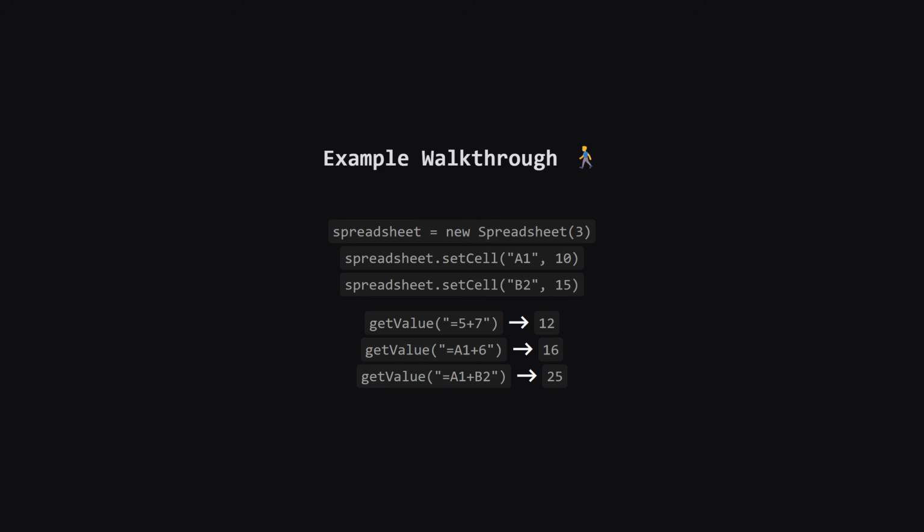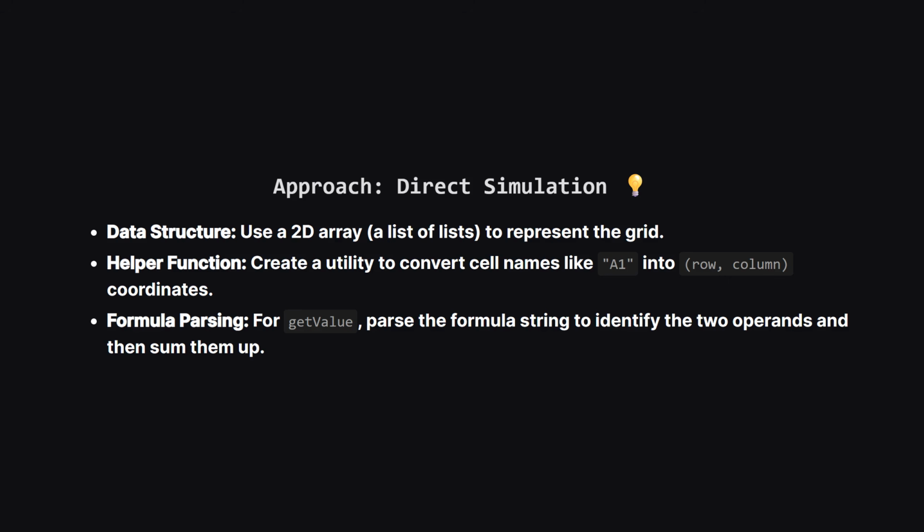Let's walk through the example to make this concrete. First, we create a new spreadsheet with 3 rows. Then, we set cell A1 to the value 10, and cell B2 to 15. Now, if we ask to get the value of equals 5 plus 7, well, that's just simple addition, giving us 12. If we ask for equals A1 plus 6, the system fetches the 10 from A1 and adds 6, returning 16. Finally, equals A1 plus B2 will grab the values from both cells, 10 and 15, and sum them up to get 25.